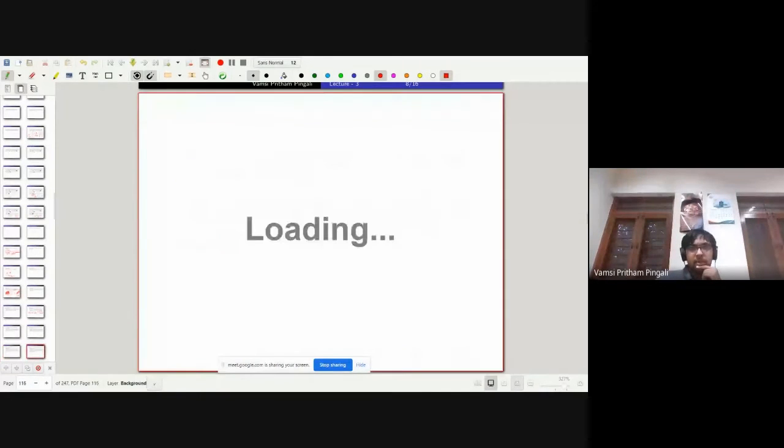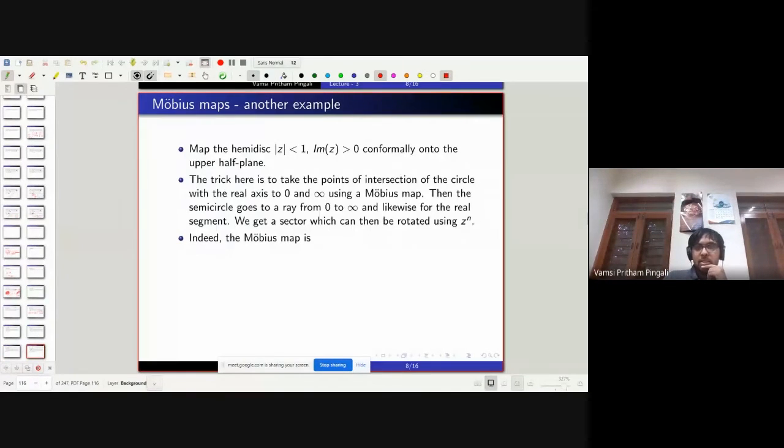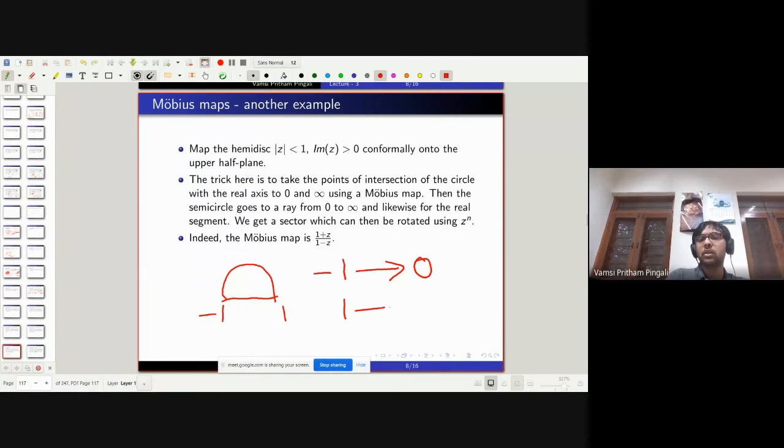Indeed, the Mobius map is 1 plus z over 1 minus z. Why is it 1 plus z over 1 minus z? What does this Mobius map do? This point is minus 1, this point is plus 1. So minus 1 goes to 0, plus 1 goes to infinity, 0 goes to 1.